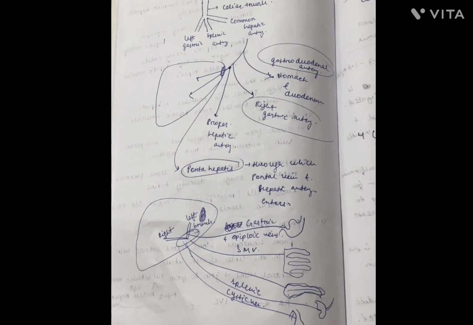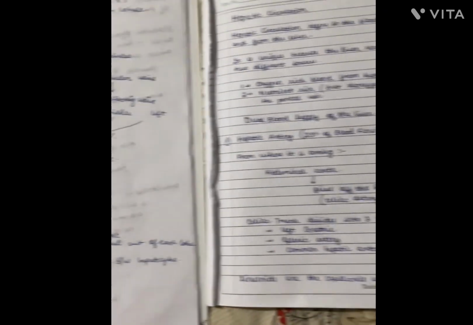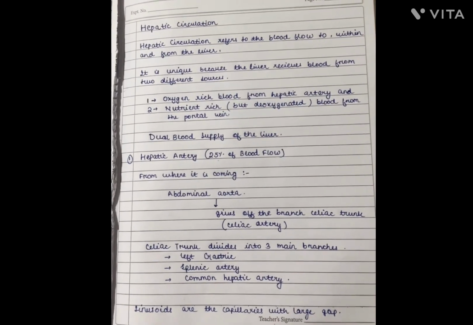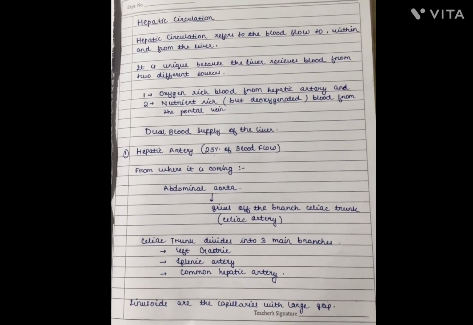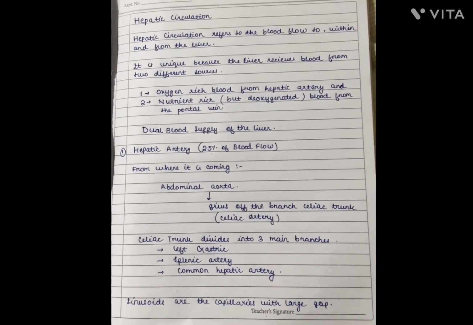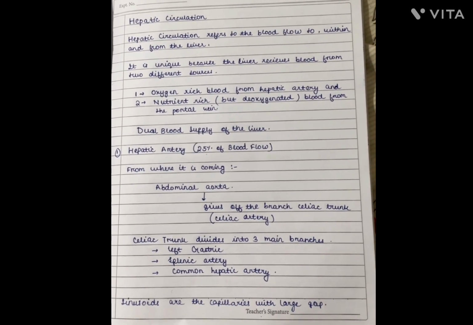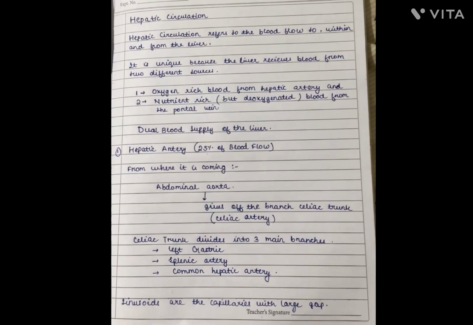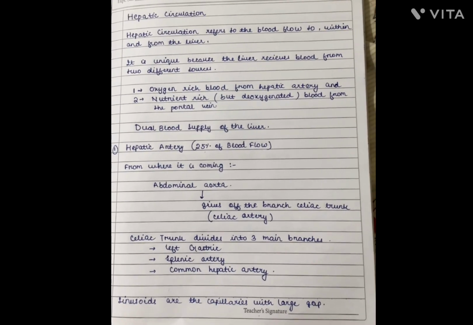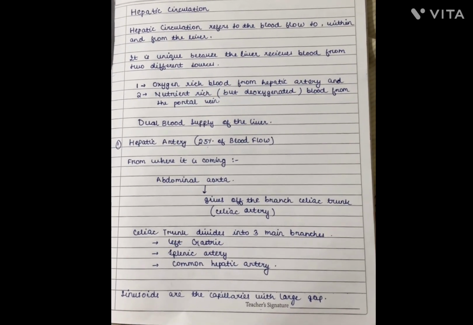Today we will learn about hepatic circulation. So what is hepatic circulation? Hepatic circulation refers to the blood flow to, within and from the liver. It is unique because the liver receives blood from two different sources, that is the oxygen rich blood from the hepatic artery and nutrient rich blood from the portal vein.